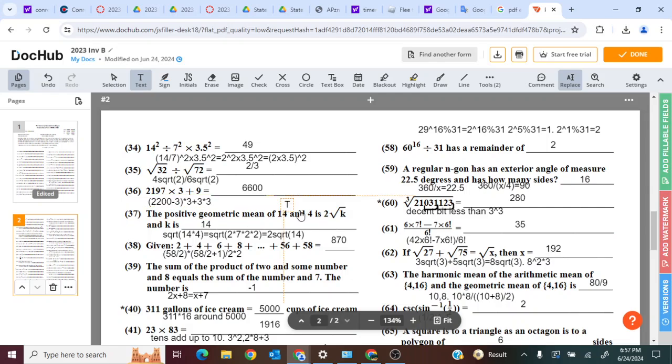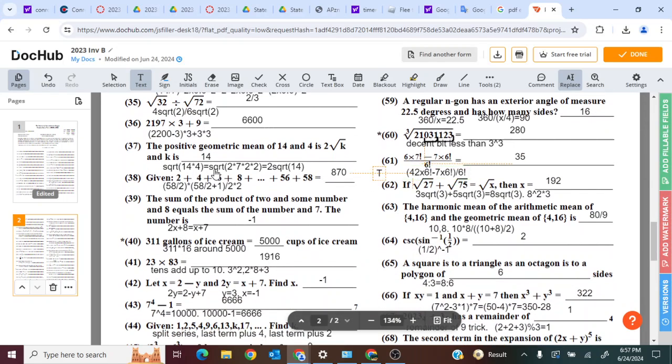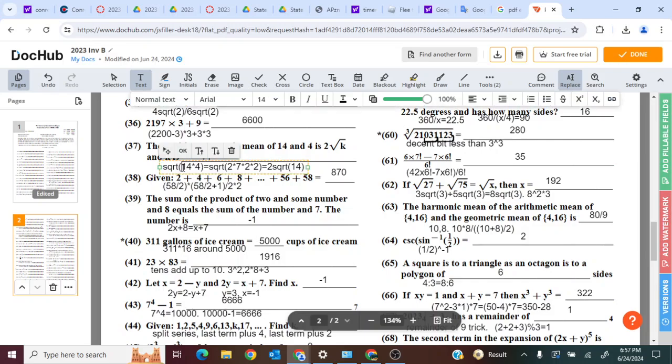Positive geometric mean of 14 and 4 is 2 square root of k. What is k? Well, geometric mean is the square root of the numbers multiplied. So square root of 14 times 4. To figure out what we're taking out, it's easier to simplify it into your primes. So you have 2 to the power 3 times 7, which means you can take out a common 2 squared and leave 2 times 7 in there. So k is 14.